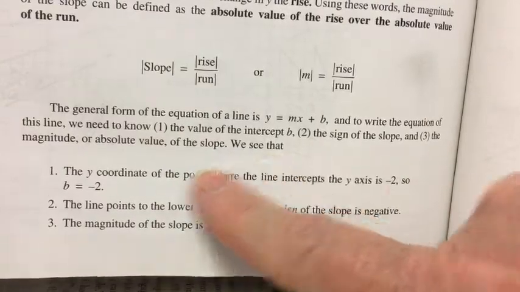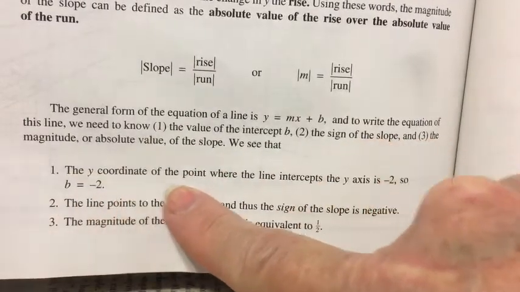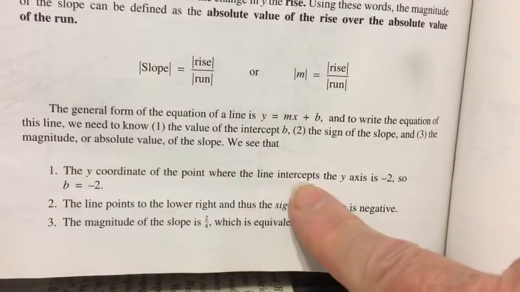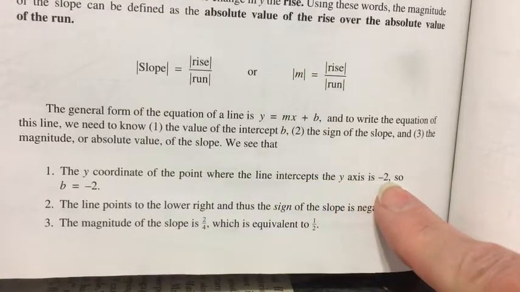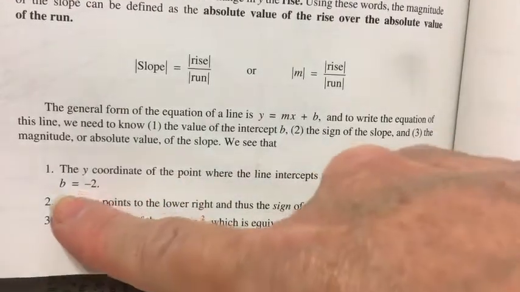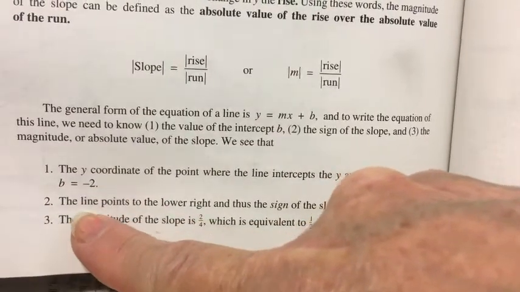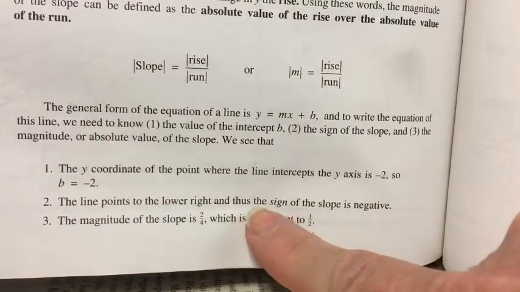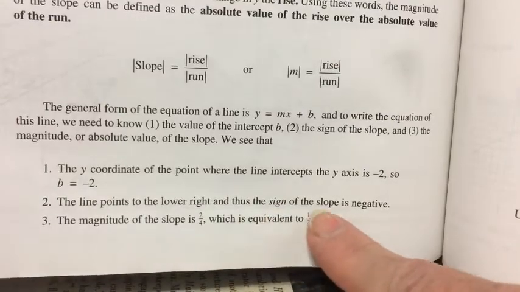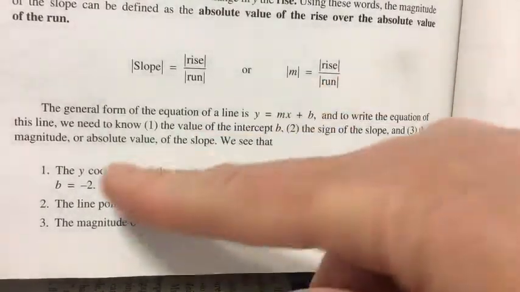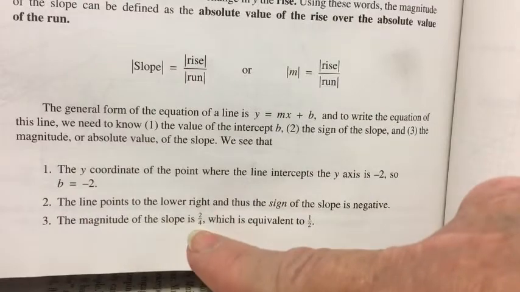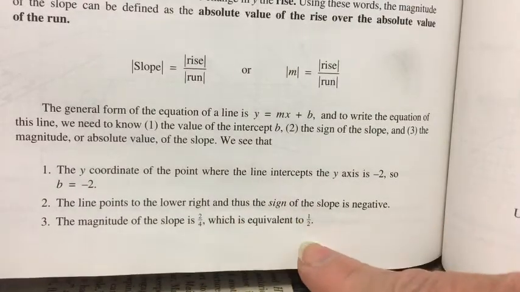So we see that, number 1, the y-coordinate of the point where the line intercepts the y-axis is -2. So the y-intercept, which is b, is -2. The line points to the lower right-hand side, and thus the sign of the slope is negative. The magnitude of the slope is 2 over 4, which is equivalent to 1 over 2.